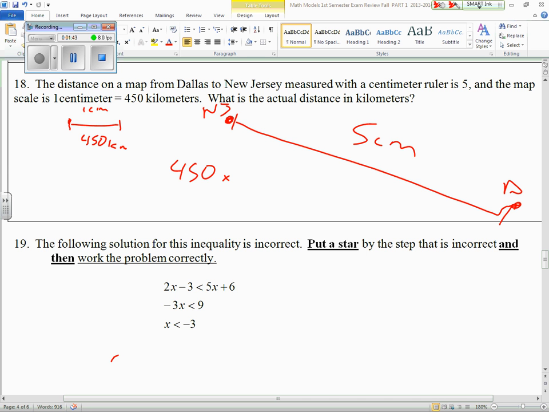450 times 5. Because there's 5 centimeters. Each one of those is 450. For a total of what? Kilometers.